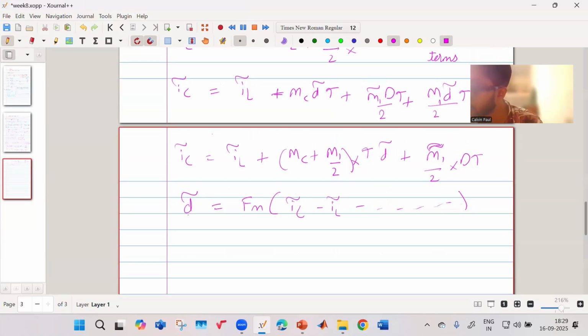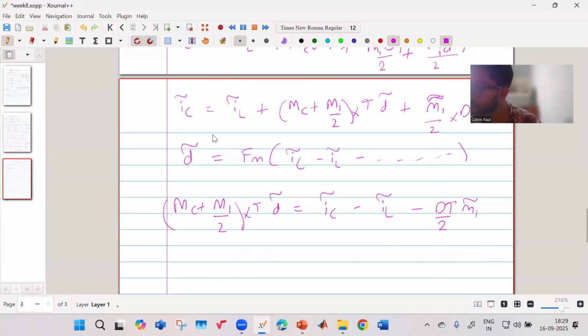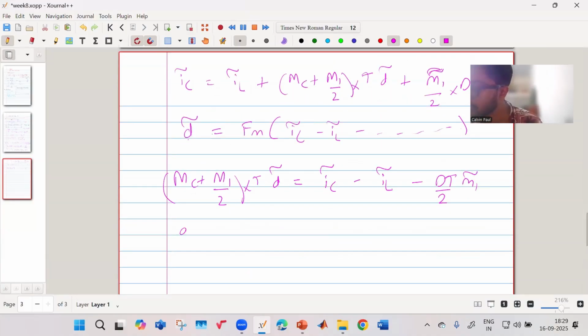What we will do is we'll write (mc plus m1 upon 2 into t) into d per term, that is equal to your IC per term minus your IL per term minus dt upon 2 into m1 per term. So d per term is equal to 1 upon (mc plus m1 upon 2 into t) into your IC per term minus your IL per term minus dt upon 2 into your m1 per term, right?